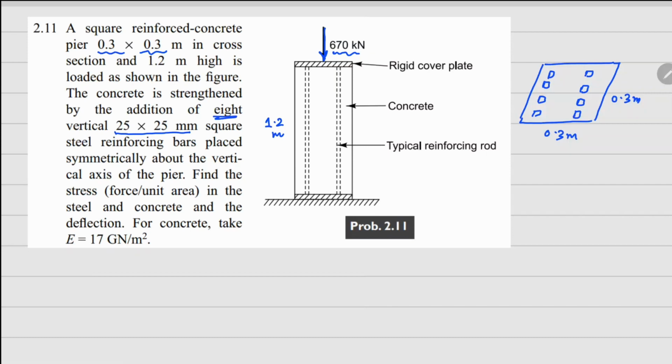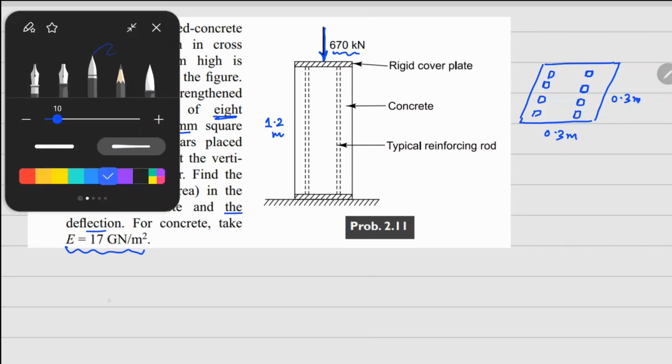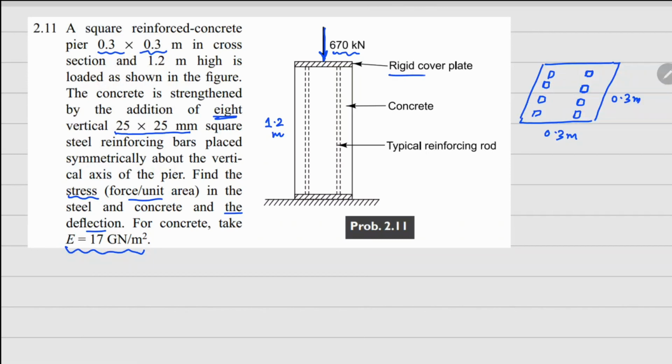Now for the concrete, your elastic modulus is given here, and for these steel bars the elastic modulus will be 205 gigapascals. We need to figure out the stress in the steel and the concrete, and we need to find out the deflection. Okay, so what we can do here is we can look at this cover plate and draw the free body diagram for the cover plate.